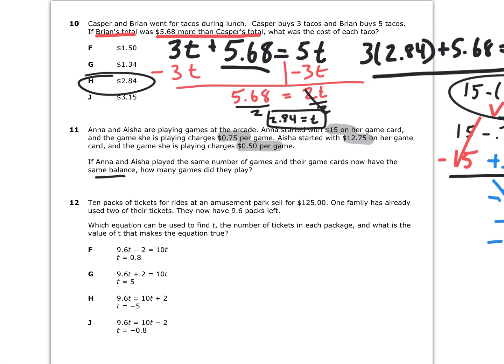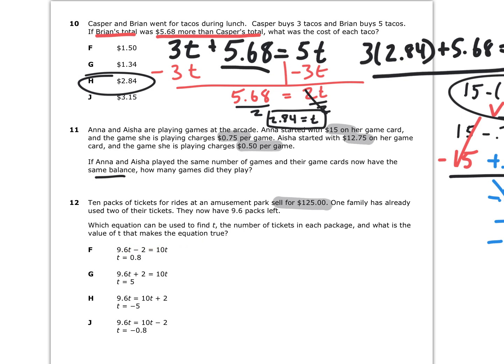10 packs of tickets for rides at an amusement park sell for $125. One family has already used 2 of their tickets. They now have 9.6 packs left. Which equation can be used to find T, the number of tickets in each package, and what is the value of T that makes the equation true?